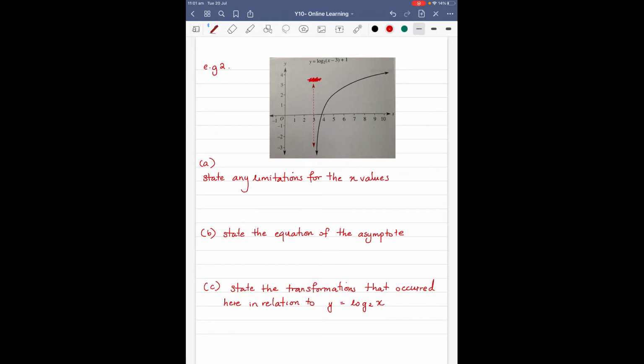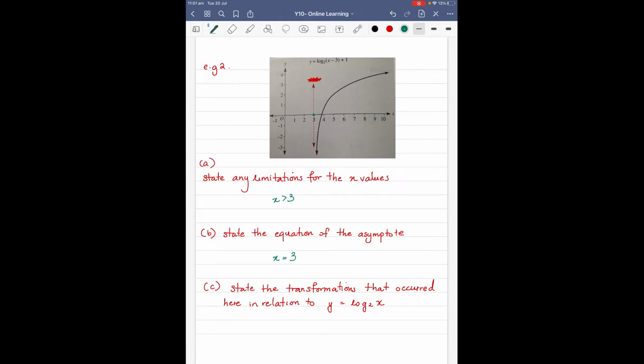Yeah? So we say x is greater than 3. That's when the graph exists. Now we want to state the equation of the asymptote. You can see the asymptote cuts through number 3 at the x-axis. So your asymptote is x equals 3.